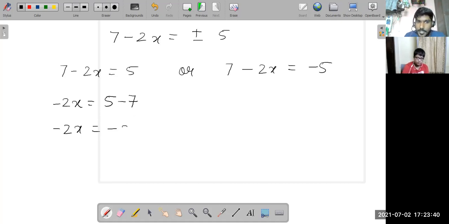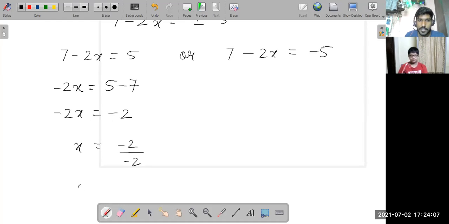Minus 2. Now if you see both sides, there is minus minus. So what will happen? Minus into minus is plus. Yes, both get cancelled off and it becomes plus. So x is equal to, or if you don't want to do it that way, you can take x is equal to minus 2 divided by minus 2. Correct? So here x is equal to, how much is minus 2 divided by minus 2? 1. So x is equal to 1 here.